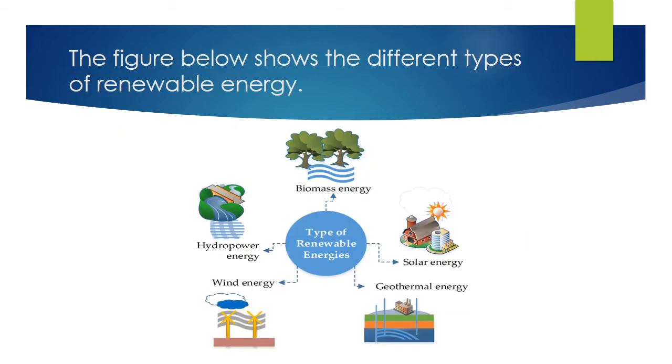Now, take a look at the figure here. It shows the different types of renewable energy we have today and humans have been working on. You have here solar energy, meaning energy harvested from the sun in order to produce power, electricity. Geothermal energy, we will discuss each one of them in detail. Wind energy, hydropower energy, and biomass.